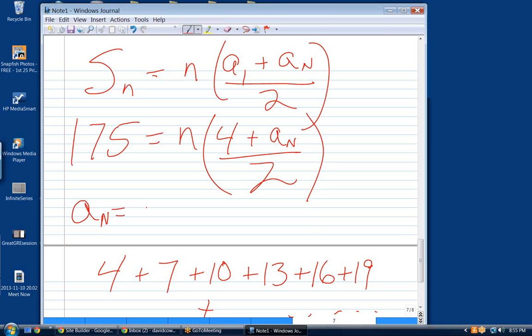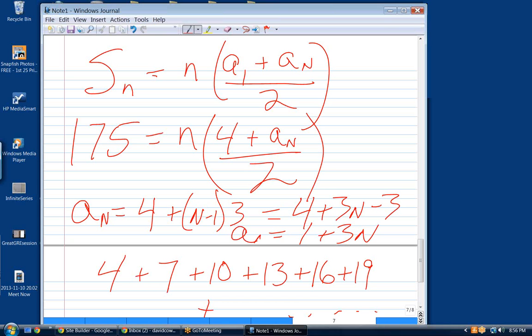That is a sub n equals a sub 1 plus n minus 1 times d. It's 4 plus n minus 1 times 3. That's the explicit formula. We know our first term is 4 and our common difference is 3. If we distribute that out, we get 4 plus 3n minus 3, which is equal to 1 plus 3n. There is a sub n. So in place of this a sub n, I'm going to put 1 plus 3n.